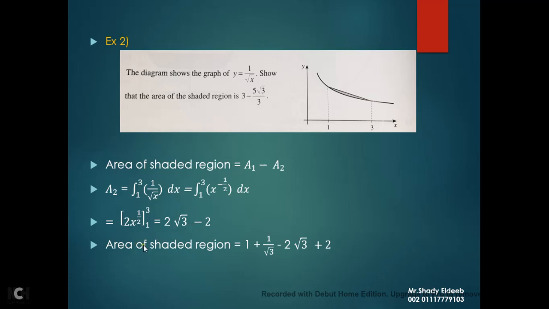Okay, so the area of the shaded region is area 1 minus area 2, and area 1 was 1 plus 1 over root 3 minus area 2. This is area 2, and we will multiply negative by this coefficient and this coefficient. It will be negative 2 root 3 plus 2, and this is the final answer, which is 3 minus 5 root 3 over 3, and this is the area of the shaded region.